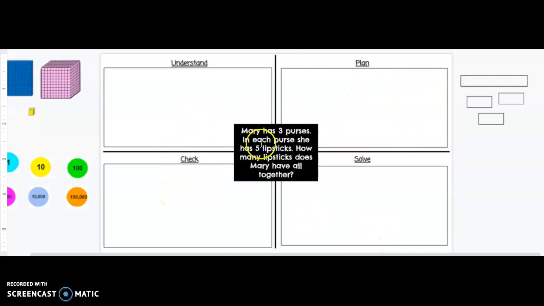So let's read this first problem together. Mary has 3 purses. In each purse, she has 5 lipsticks. How many lipsticks does Mary have all together? Well, let's think about this problem and what I need to know. Mary has 3 purses. Well, that's important to know, so I'm going to highlight that. In each purse, she has 5 lipsticks. How many lipsticks does Mary have all together?